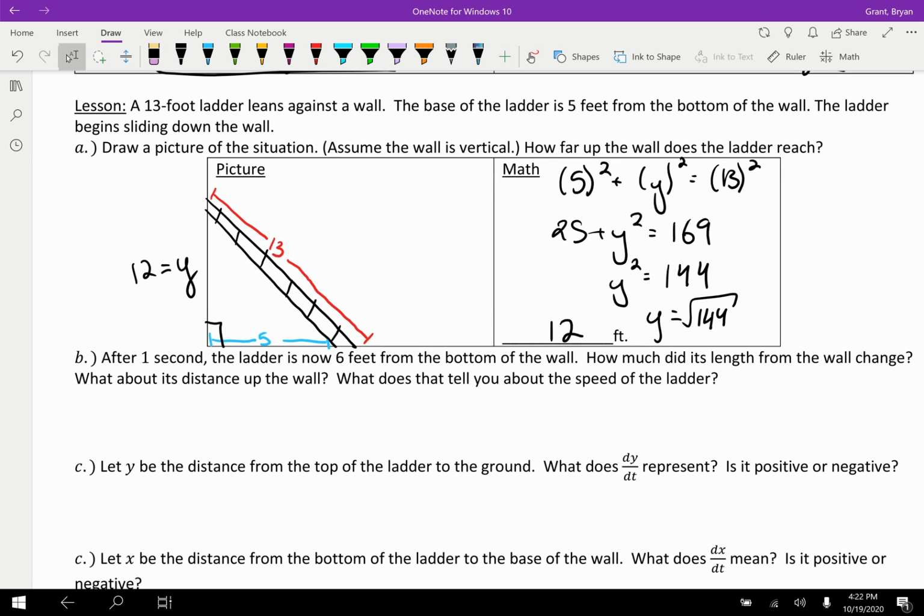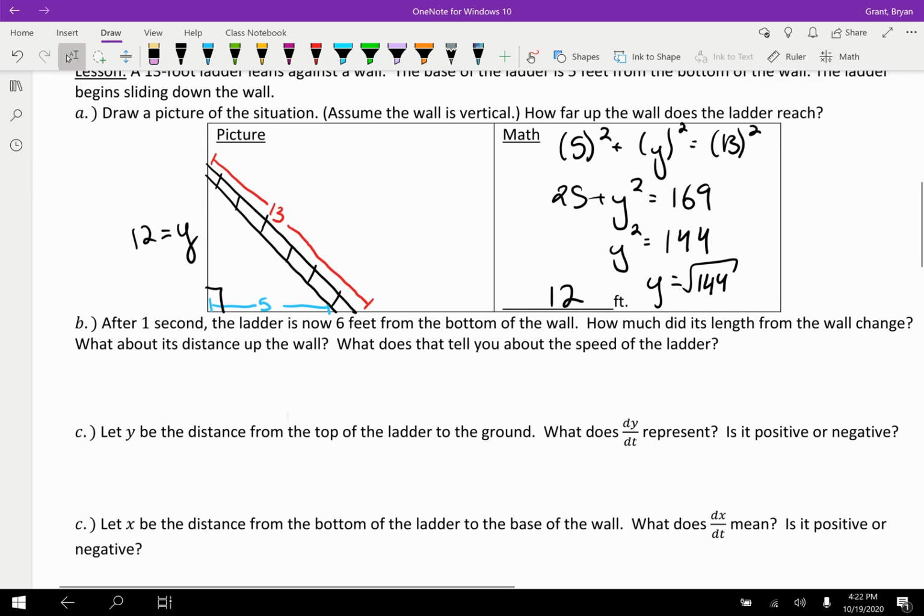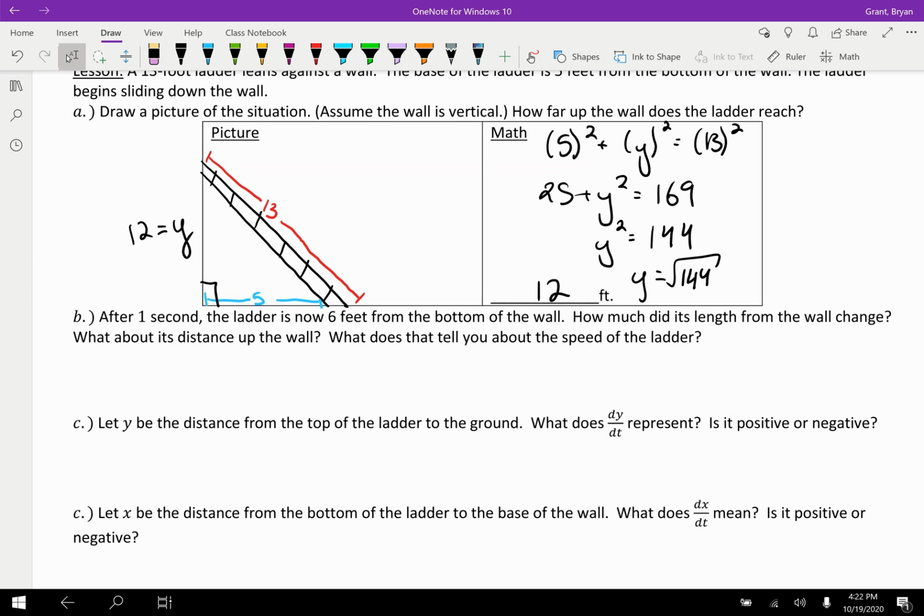All right, next up. After 1 second, the ladder is now 6 feet from the bottom of the wall. How much did its length from the wall change? Well, that's not too hard, but I should probably draw one more picture, I think. So we have this wall over here. Okay, there's a nice solid wall, hopefully.